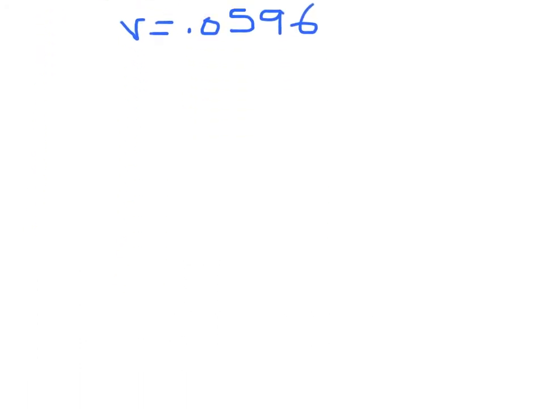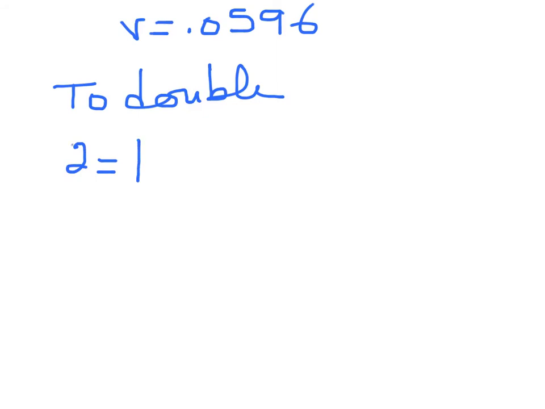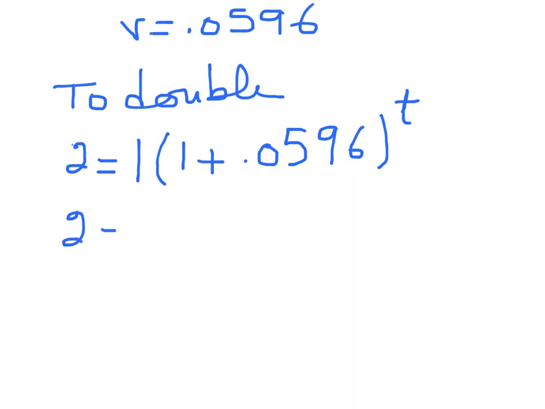The question was, how long will it take for the investment to double? Well, to double the investment, here's what we want to do. To double, we want to start with 2. Start with 1, and we want it to double. That's going to be a 2. 1 plus r, the r we found it to be 0.0596, and we're looking for the time. And so 2 equals 1.0596 to the t. Log both sides.